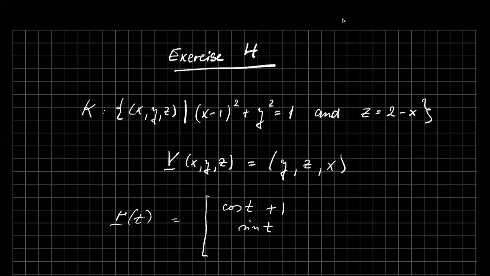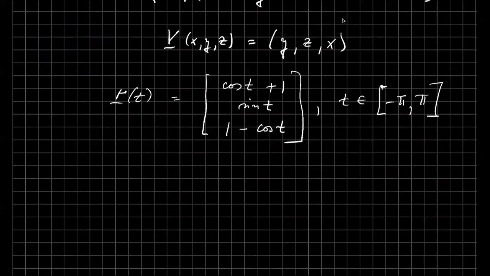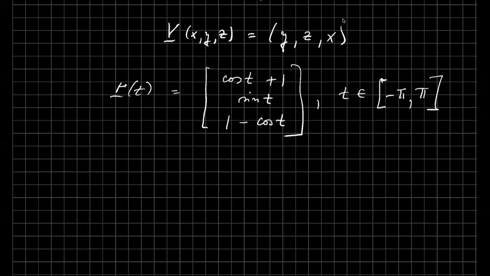The third coordinate we get from the second relation defining K, that is z is equal to 2 minus x, so that would be 2 minus 1, that is 1, minus cosine of t. So here I have the parametric representation for the curve K. And now it's fairly easy to compute the circulation.